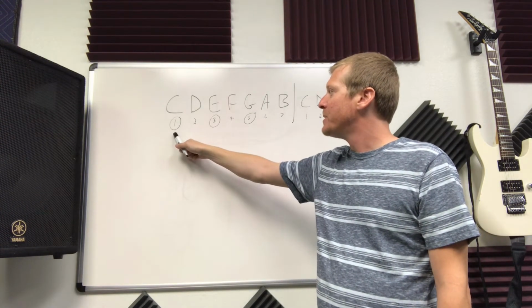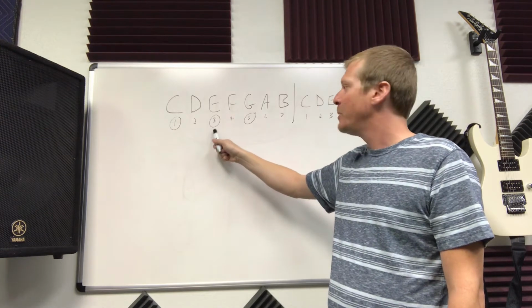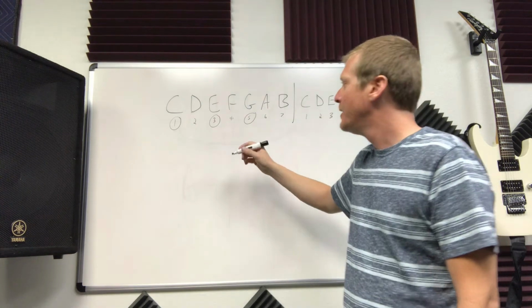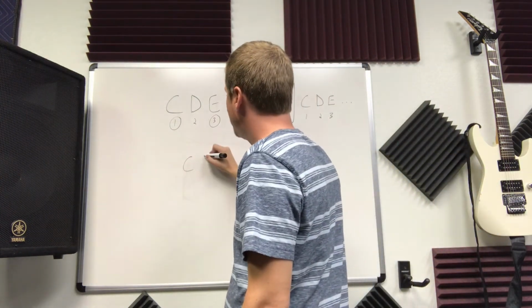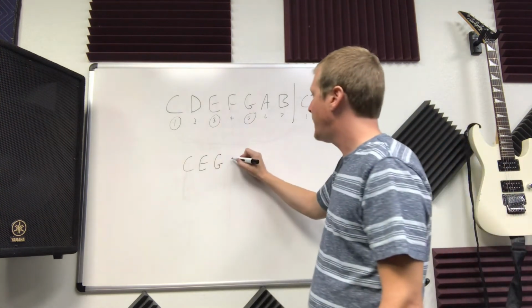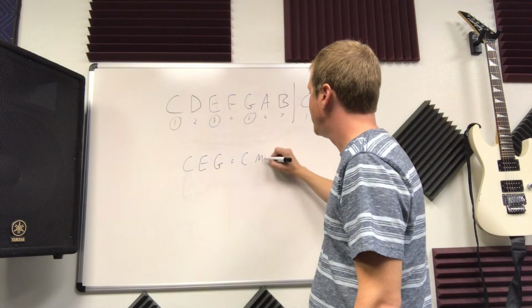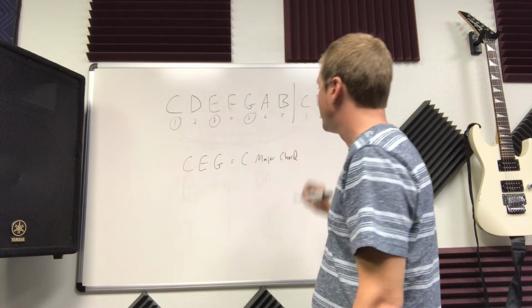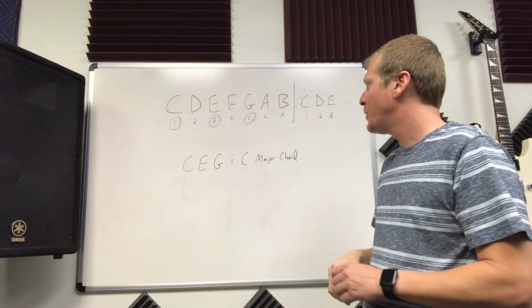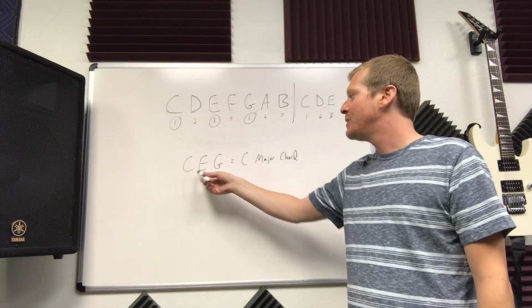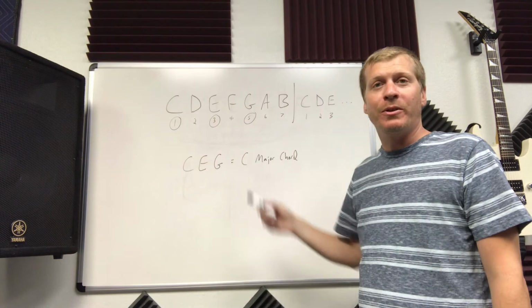So we're playing 1, we're skipping over 2, we're playing 3, we're skipping over 4, and we're playing 5. Okay, so that's 1, 3, 5. So those notes would be C, E, and G. So that equals a C major chord. C, E, G. So before we even look at the shapes on guitar, we want to understand that we're playing these 3 notes to spell out a C major chord.